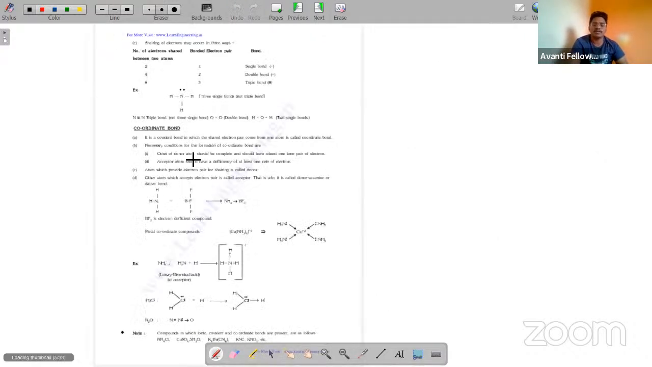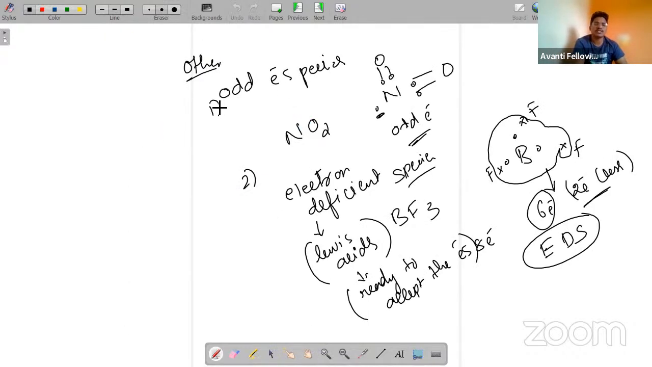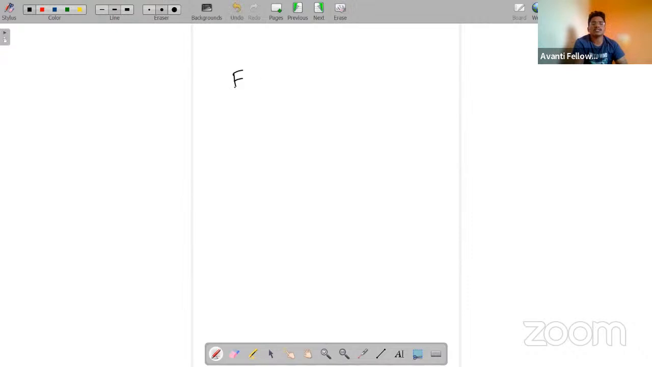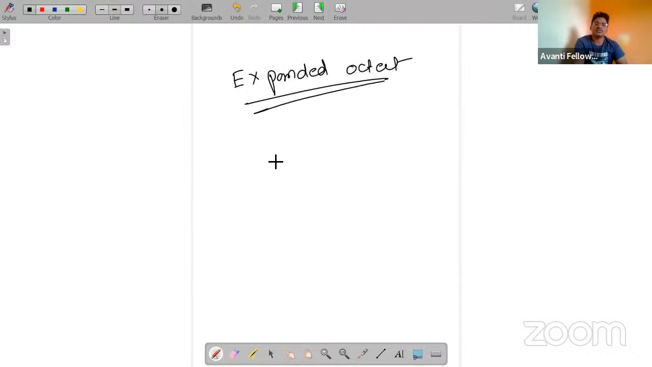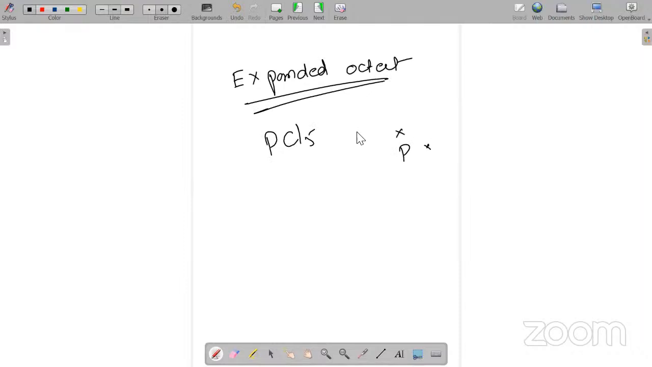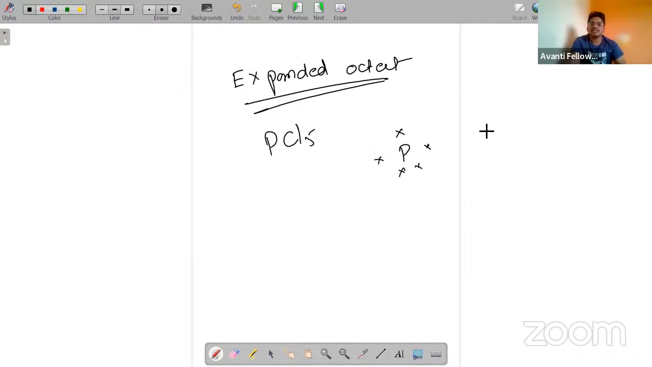And next, the last one, which is very, very important: the expanded octet. What is an expanded octet, guys? Let's suppose I'm talking about PCl5. Phosphorus has 5 valence electrons, and it is surrounded by 5 chlorines.